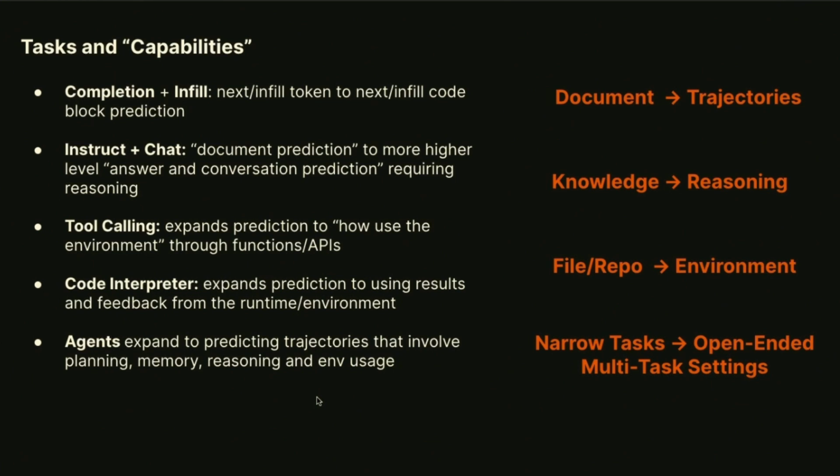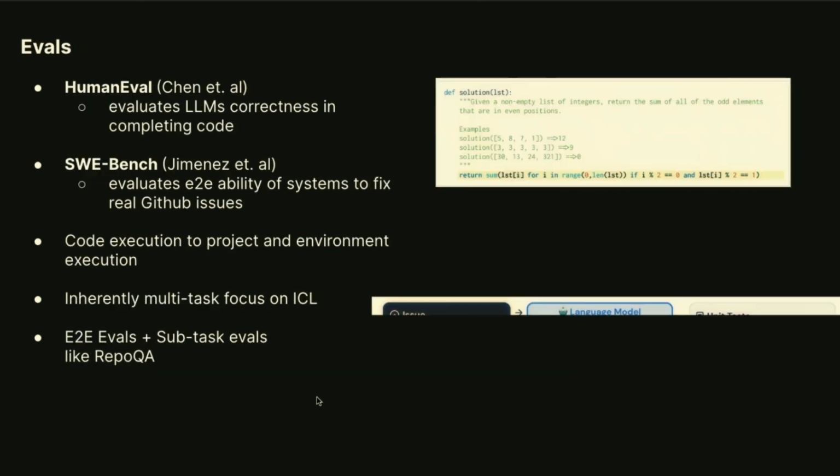And then lastly, agents fundamentally, it's not about documents anymore, it's not about question answers anymore, it's not about chat conversations anymore, it's about actual trajectories over the entire application. And those trajectories are heavily influenced by planning, memory, reasoning, and actually the environment usage. So in summary, you go from documents to trajectories, you go from models being heavily focused on being correct in terms of knowledge, to models being able to have higher accuracy about trajectories. You go from working within a code file to actually working within an environment, and you go from narrow tasks to very open-ended multitask settings.